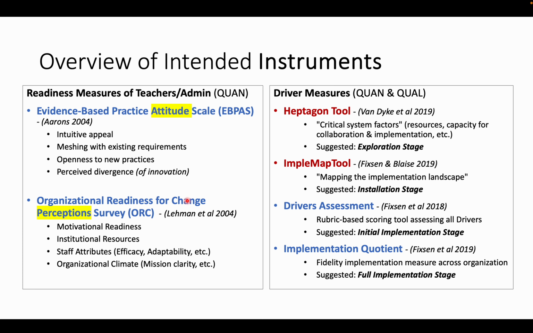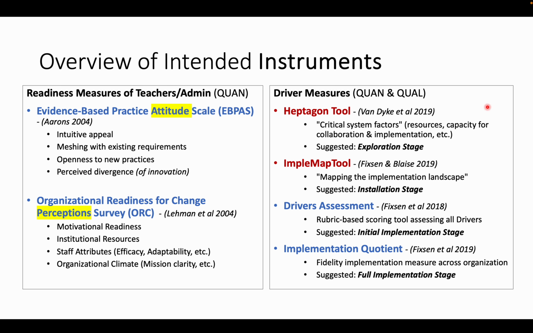The Organizational Readiness for Change Perception Survey looks at perceptions related to broader aspects of the organization, for example, institutional resources, overall attributes of staff, and things like that, efficacy, adaptability. So I'm thinking that these can be combined into a survey as part of the reconnaissance research questions.